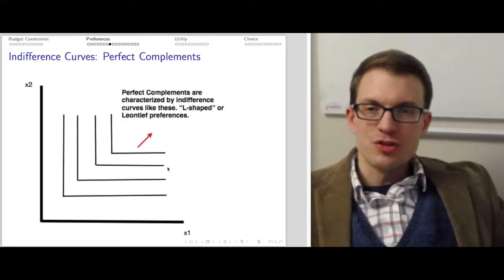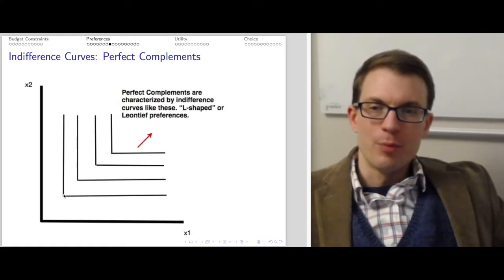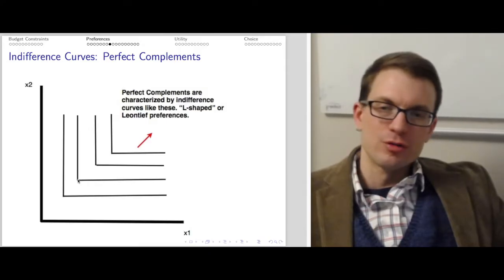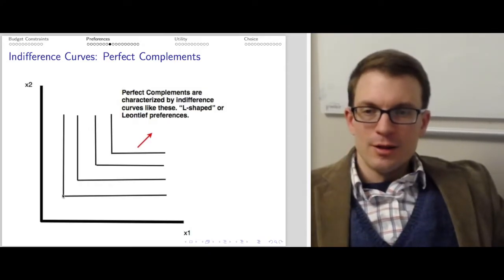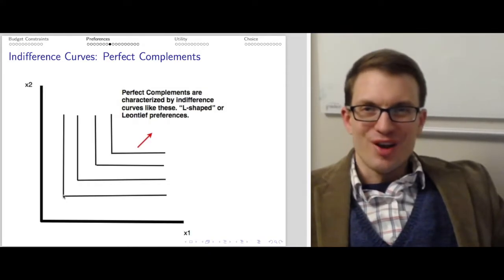So these are L-shaped or 90-degree angle. To get to a higher indifference curve, you have to get more of both goods. So you have to get more of good X and more of good Y, or more of good X1 and more of good X2, good 2 and good 1. So this would be like left shoes and right shoes.